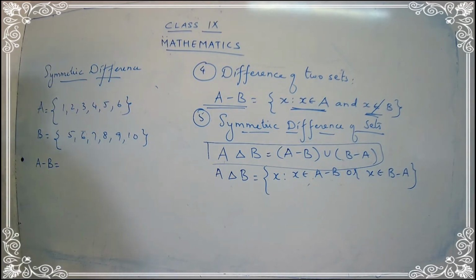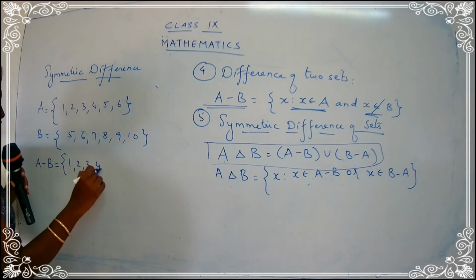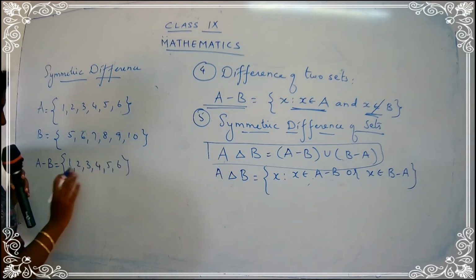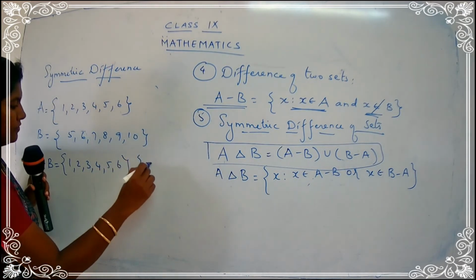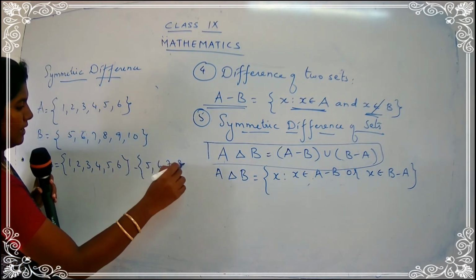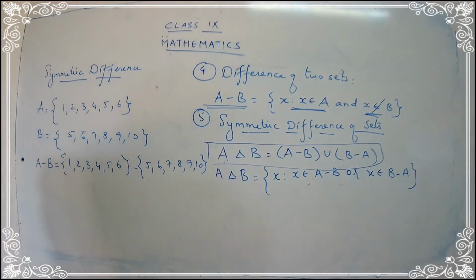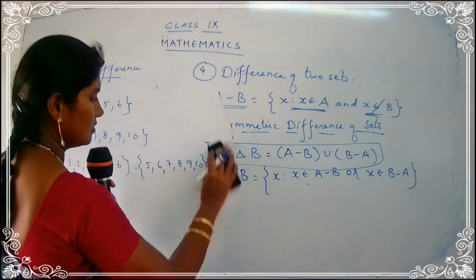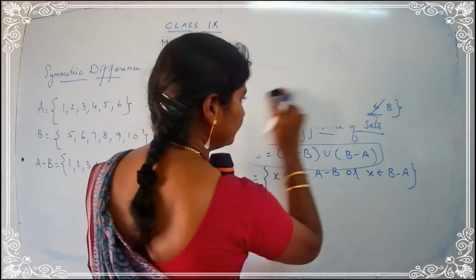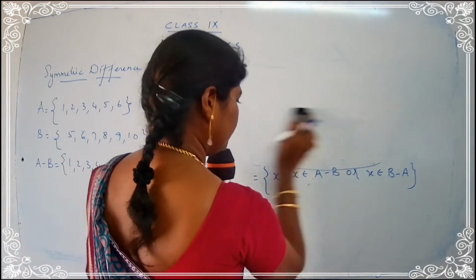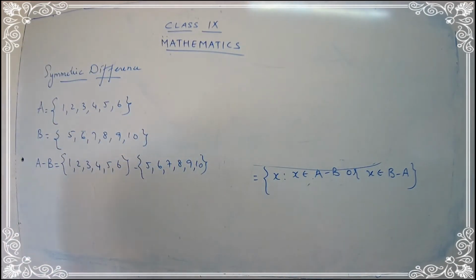A minus B means I'll write down the A value: 1, 2, 3, 4, 5, 6. I have taken A minus B. What is B? 5, 6, 7, 8, 9, 10. So we have taken the B value also. I'll just rub this. I'll just keep the rule because we need to know what the rule is over here. Let's keep the rule. Go for A minus B.